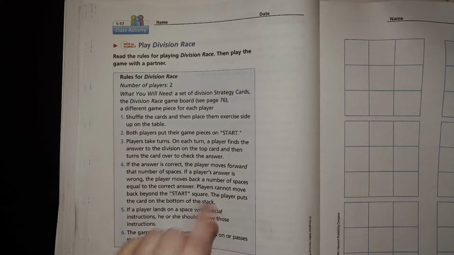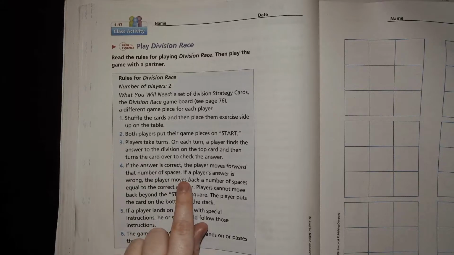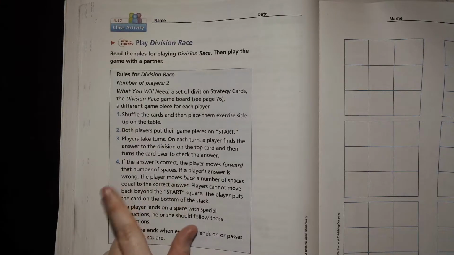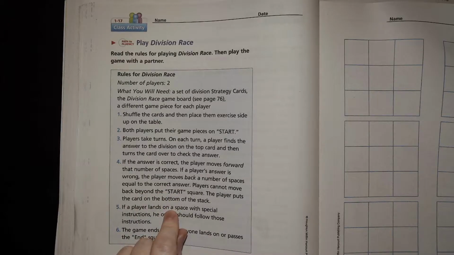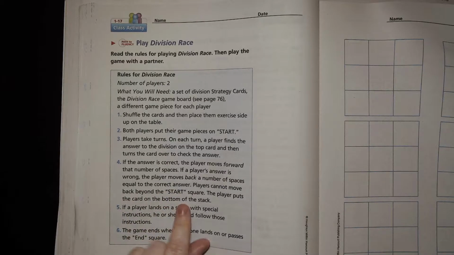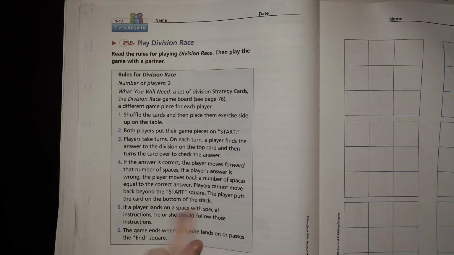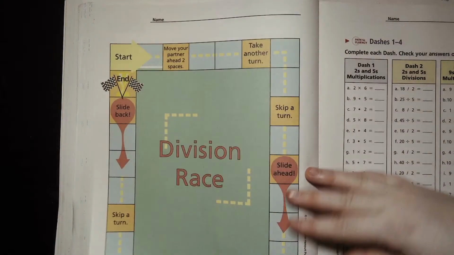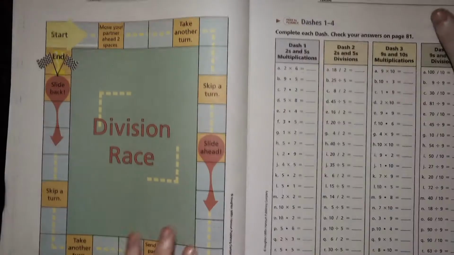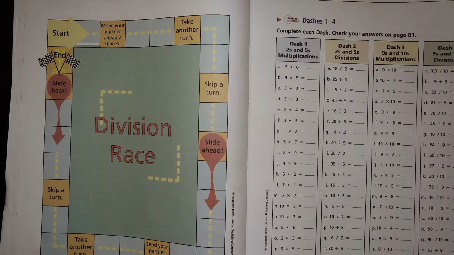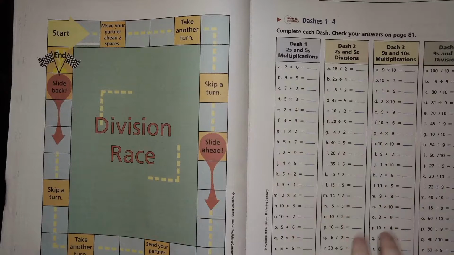If they're right, they move forward that number of spaces. If the player's answer is wrong, the player moves back a number of spaces equal to the correct answer. Players cannot move back beyond the start square. Player puts their card on the bottom of the stack, and then you win when you get to the end, right? So, and then it continues in Unit 1, Lesson 18 with more practicing.